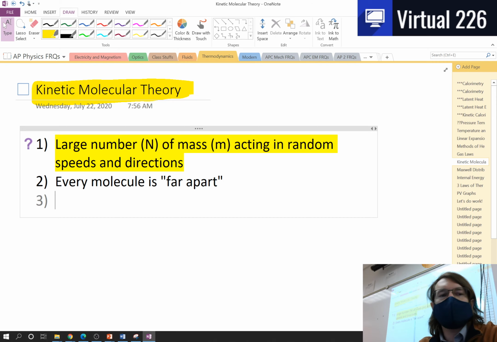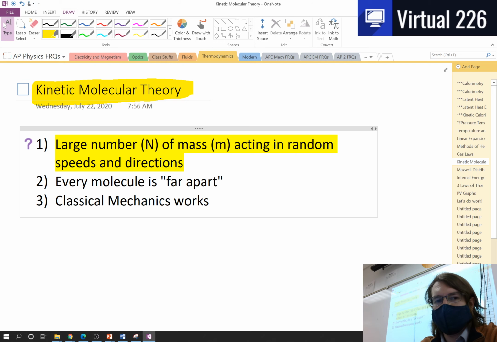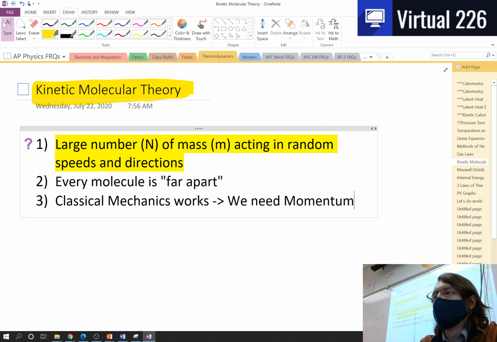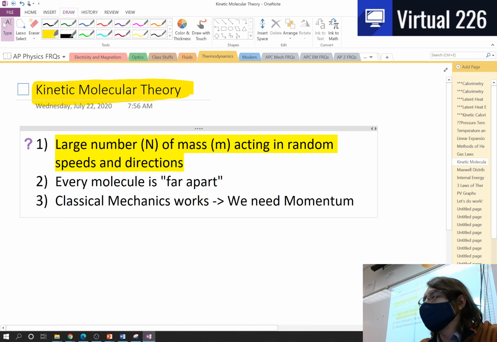The third thing that we're going to say is we are going to assume that classical mechanics works. Specifically, we need momentum, and we need to conserve this momentum. You might say to yourself, Mr. Botzer, if we're at the atomic scale, classical mechanics gets all trippy and we start needing to use more advanced mechanics. Yeah, for right now, no. We're just going to assume classical mechanics works, and we're going to conserve a lot of momentum here. That's where we're at for the kinetic molecular theory of gas, and that will take us through what we need.